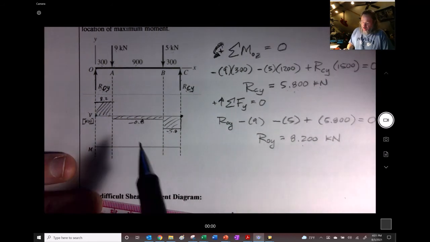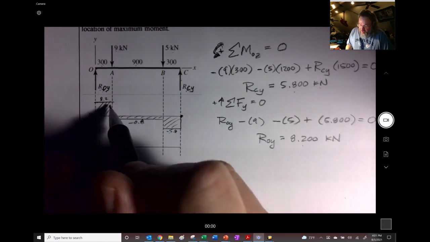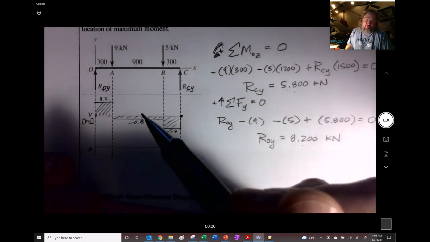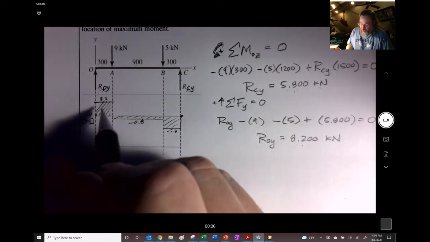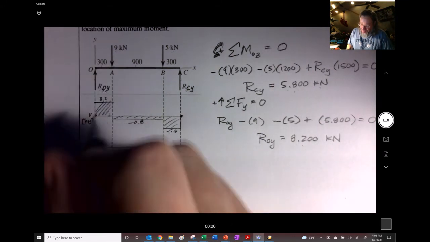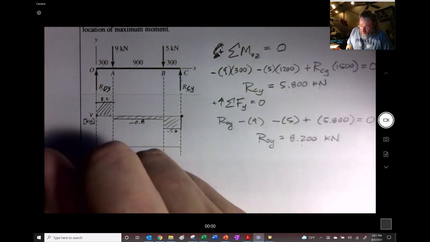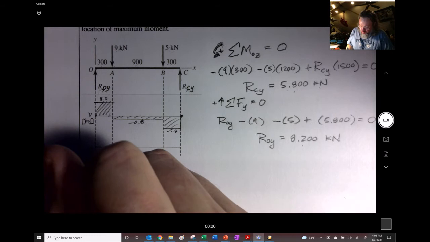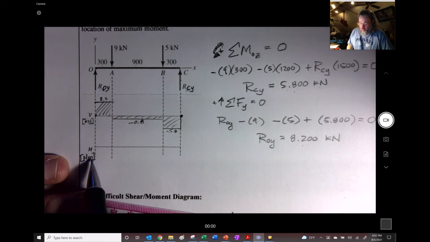All right, and now we get to the moments. So what we want to do is we're integrating this, which essentially means the area, right? So we want to find what the area is. So we take 8.2 and multiply it by 300. Now, just to make life easier for us, let's say that these are going to be Newton meters, because that's usually what we want to report moments in anyway. So we're going to take that Newton meters.